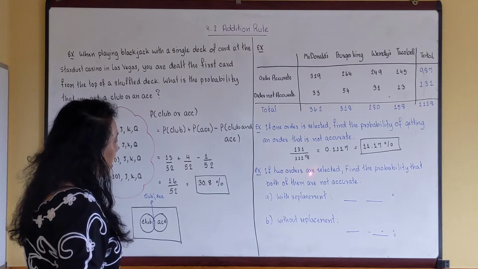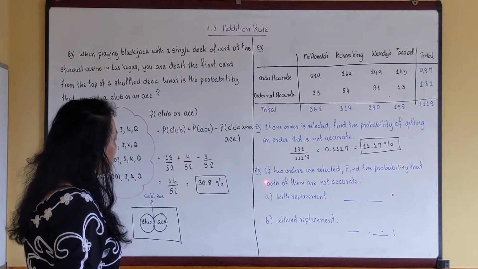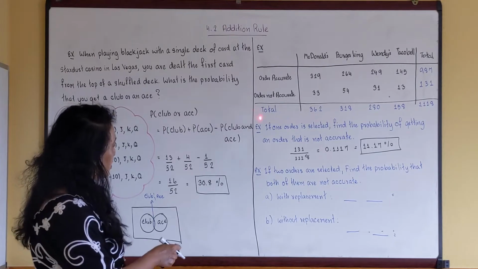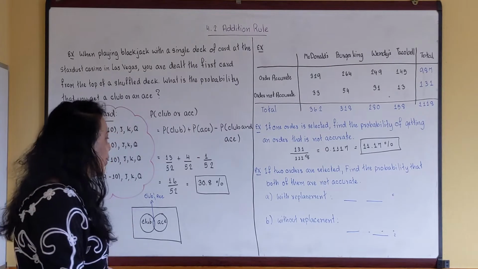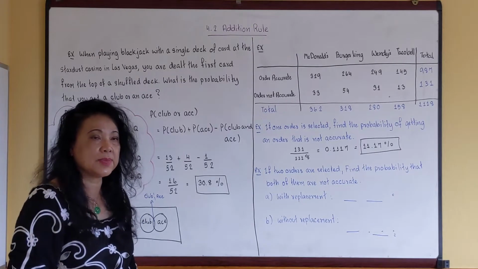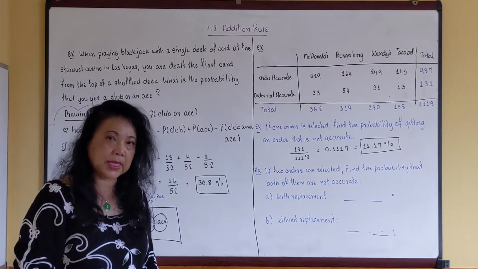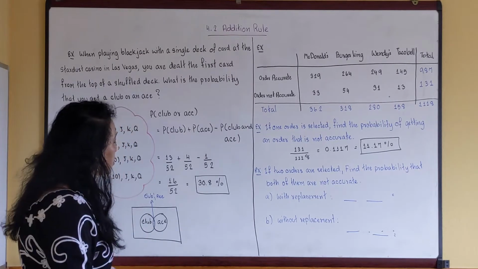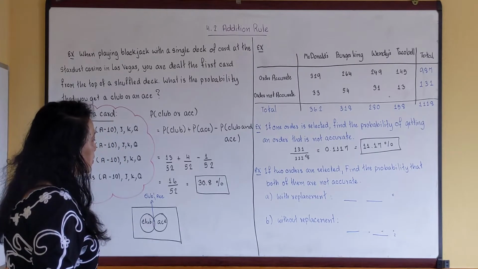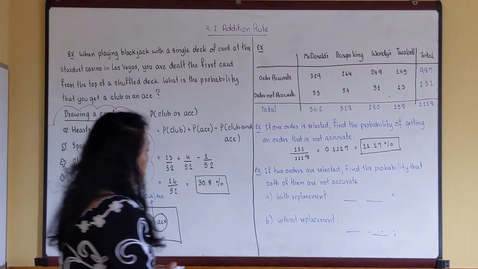If two orders are selected, so you have two orders, find the probability that both of them are not accurate. Now you don't have one order, this is two orders that are not accurate. With replacement means that if it's already been picked, it can be picked again. That's with replacement. So the first order not accurate will be 131 out of this whole thing.